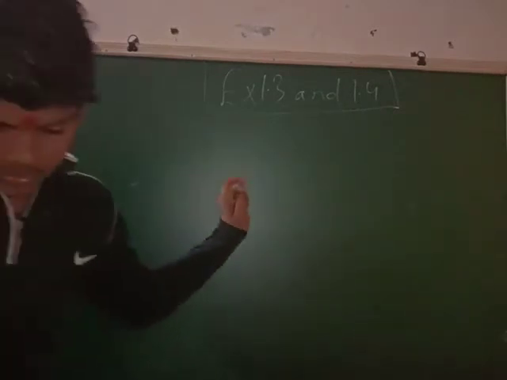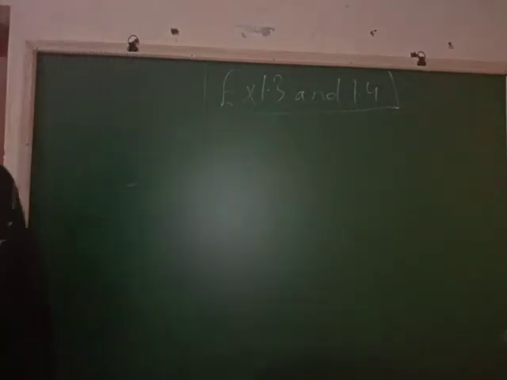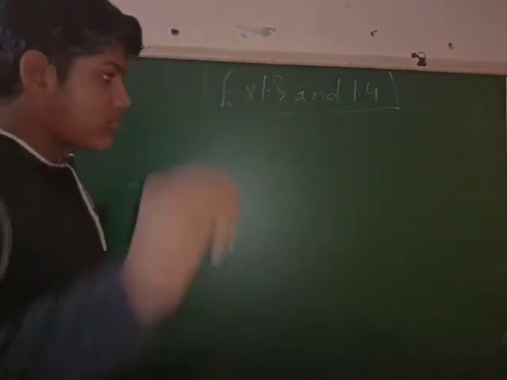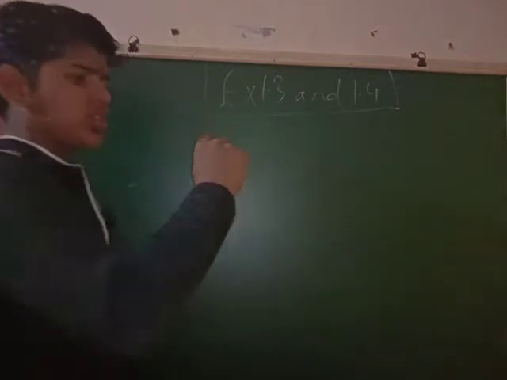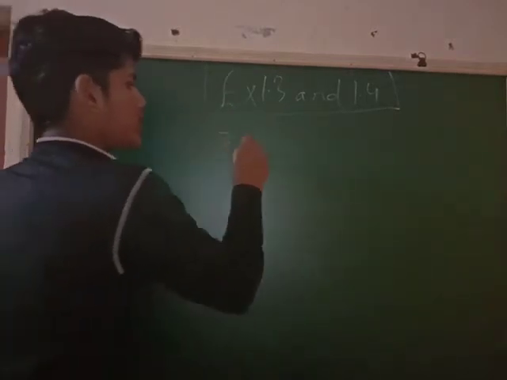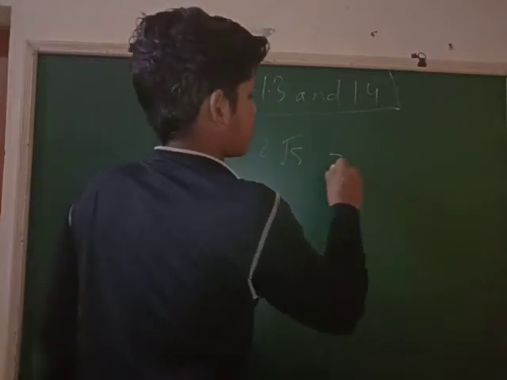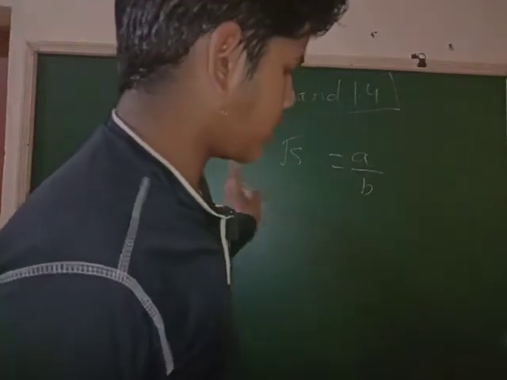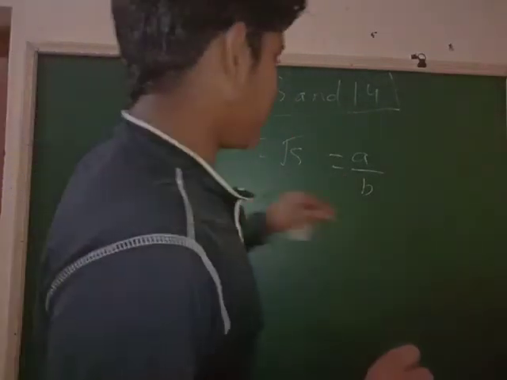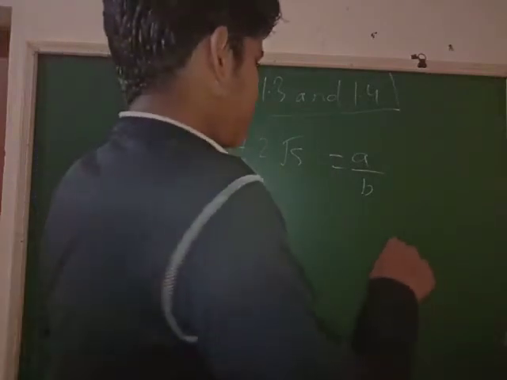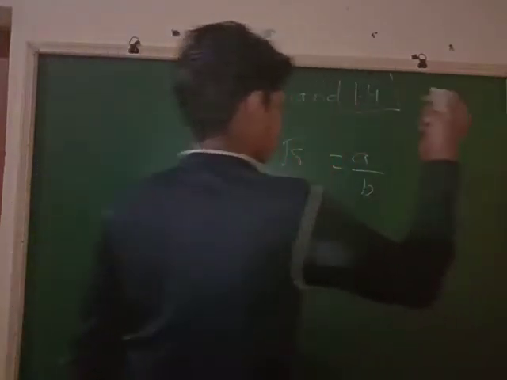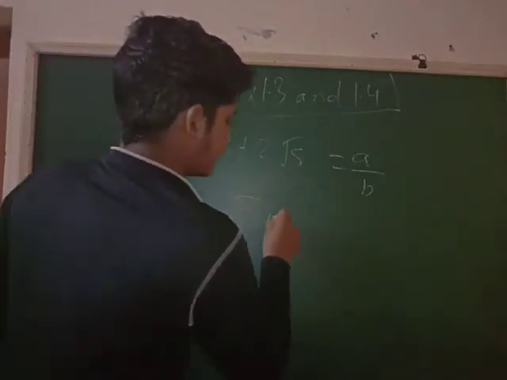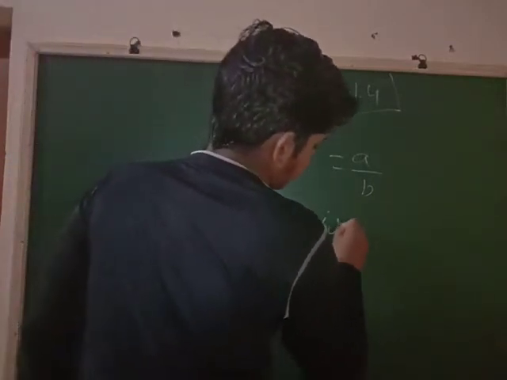Now you can see the question here. We have to prove 3 plus 2 root 5 is an irrational number. As you know, it is one of the easiest questions. I am telling, 3 plus 2 root 5 is equal to a upon b. Assume this is a rational number, then in the form of a upon b, where a and b are integers. Now, as you know, directly write root 5 is an irrational number.